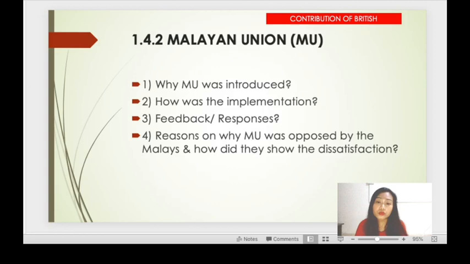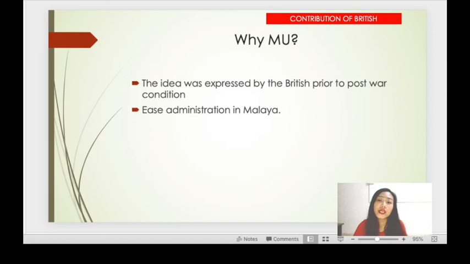Introduced, how was the implementation, the feedback or responses received, and reasons on why MU was opposed by the Malays and how did they show the dissatisfaction. Malayan Union no longer exists, yeah? It was replaced with the Federation of Malaya. Okay, the first one, why MU? The idea was expressed by the British prior to post-war condition to ease administration in Malaya under one system.